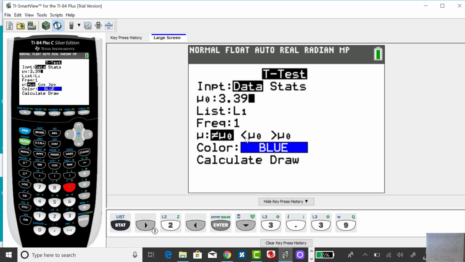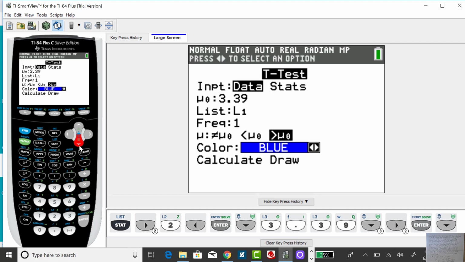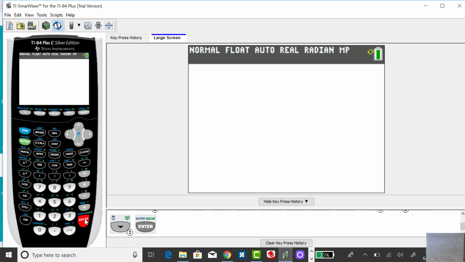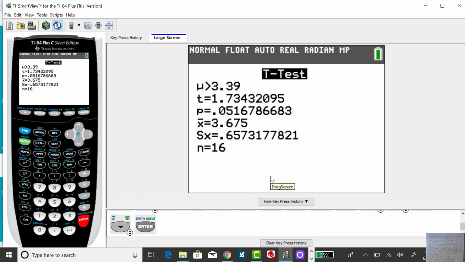I need to change my direction of alternative to match the problem. This is a right-tailed test. So I'm going to change that from not equals to greater than, and then calculate. Now my standardized test statistic is 1.734, and the corresponding p-value is 0.0517.